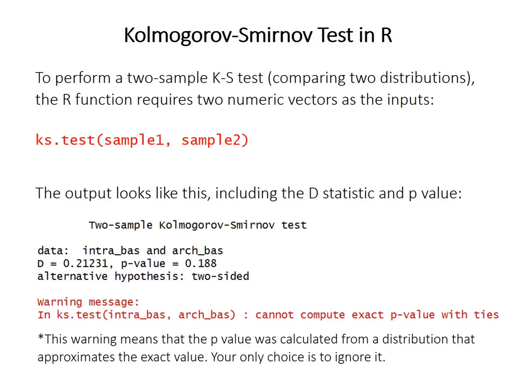The p-value will pretty much be fine as long as you only have a few duplicate values. If you have many, many duplicate values, many ties in your data, you should probably be more cautious and read into this a little bit more. So when reporting the KS test results, make sure to give the name of the test that you did, the test statistic D, and the p-value.